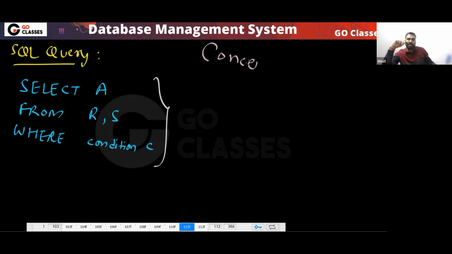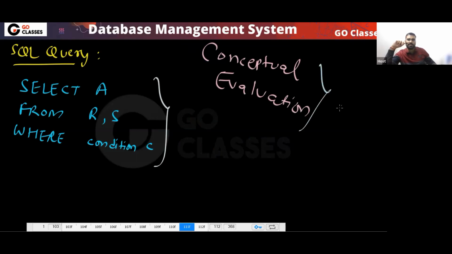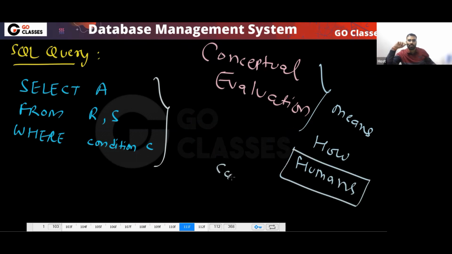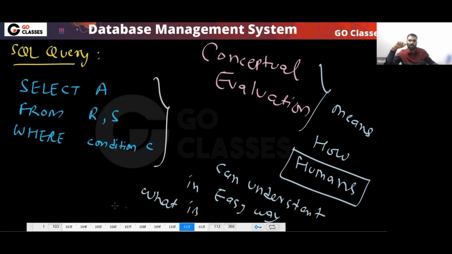So when I say conceptual evaluation, what it means? It simply means that, okay, how humans can understand what will be the output. Understand in an easy way what is the output. Okay, is this clear? Tell me.